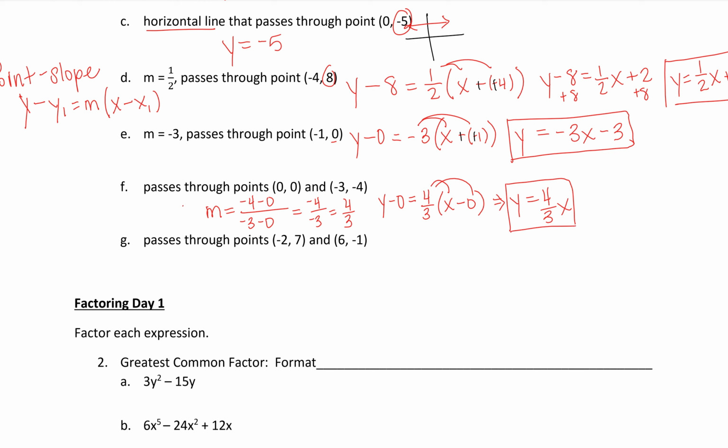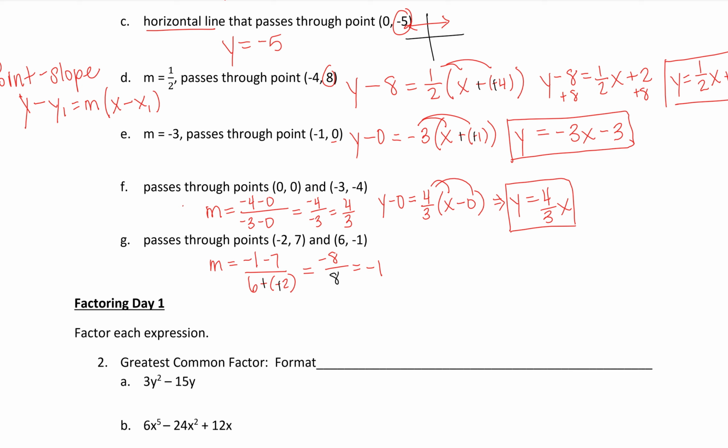For G, again, I'm doing the same exact thing. I'm given 2 points, so I know I'm going to have to find the slope. So I have m is equal to negative 1 minus 7 over 6 minus my negative 2. Negative 1 minus 7 is going to be a negative 8. 6 minus a negative is going to be 6 plus 2, which is also an 8. Negative 8 divided by a positive 8 is going to be a negative 1.